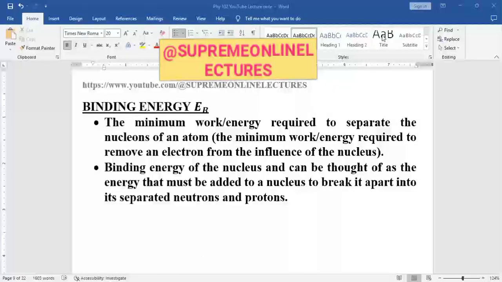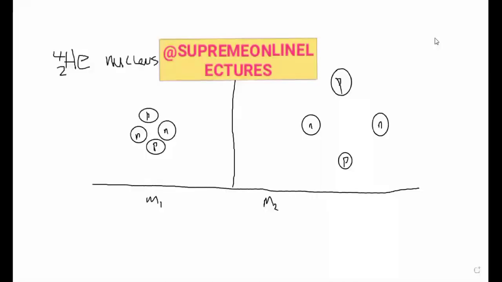Let me give you a very brief illustration. Let us assume that this is our helium nucleus. It has mass number 4, proton number 2. So from there, we can estimate the neutron number to be 2. So here we have 2 protons and 2 neutrons, and then the actual mass is M1.